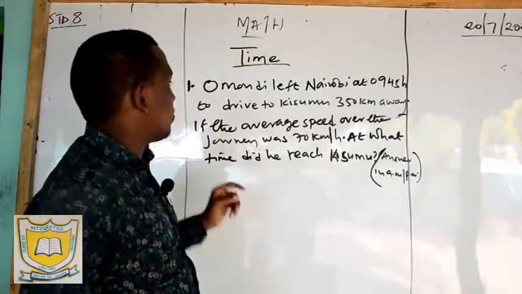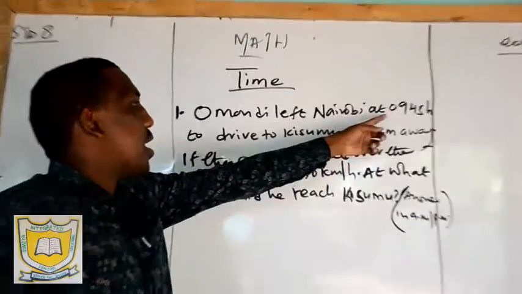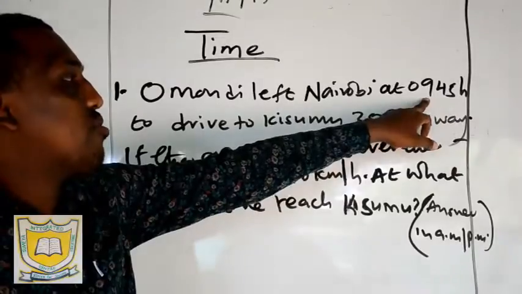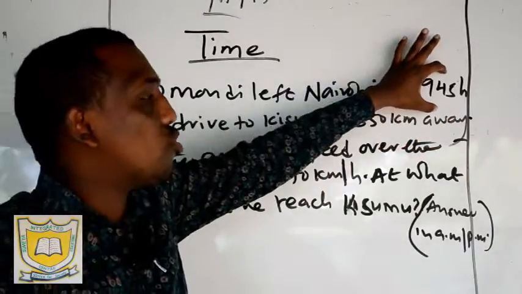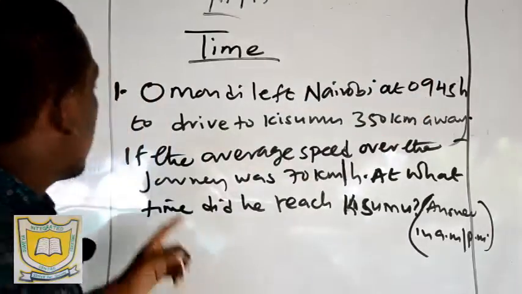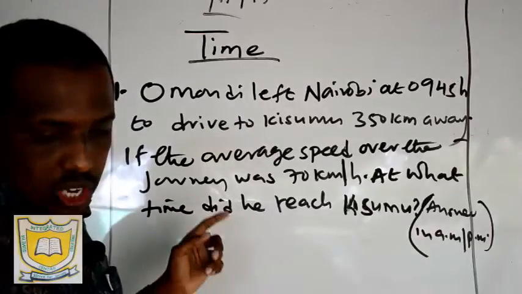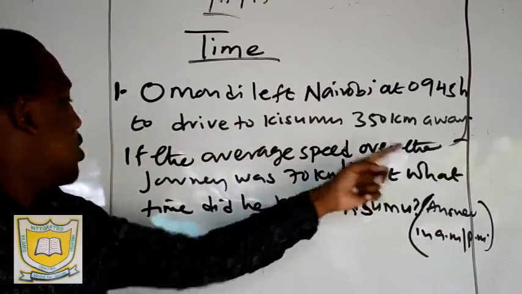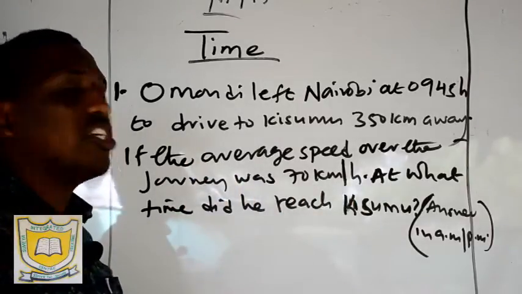Here, there's a question. Here you are told Omondi left Nairobi at 9:45 hours. This is 9:45 a.m. in the morning. We changed the 24-hour clock system. We did that to drive to Kisumu, 350 kilometers away. If the average speed of the journey was 70 kilometers per hour, at what time did he reach Kisumu?